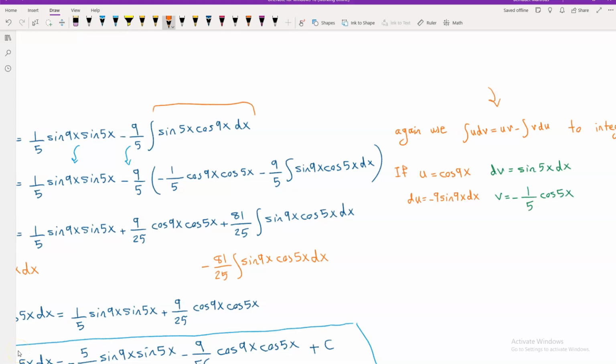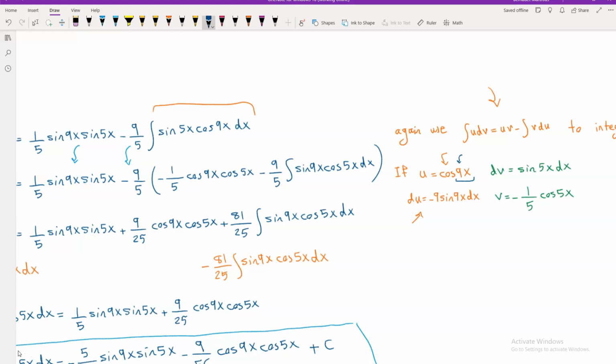So I used u equal to cosine 9x, dv as sine 5x dx. Based on that, du is equal to negative 9 sine 9x dx. What I got here, I use this 9, which is the coefficient of x. So 9 times the derivative of cosine, which is negative sine. So negative sine, and rewrite what we have after cosine, and then multiply by dx.